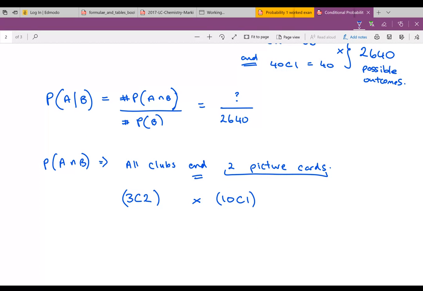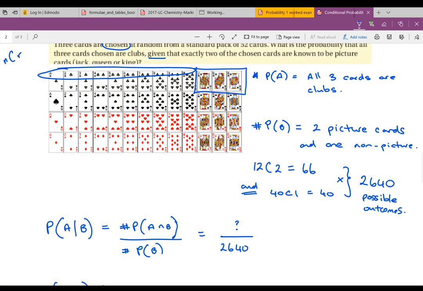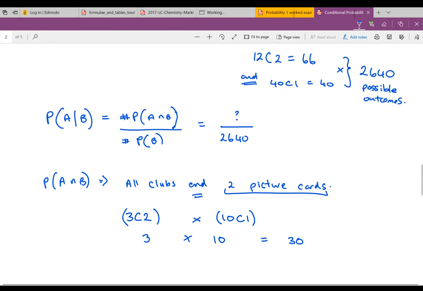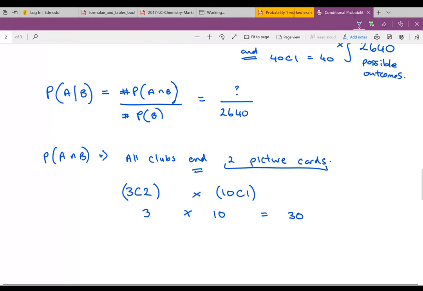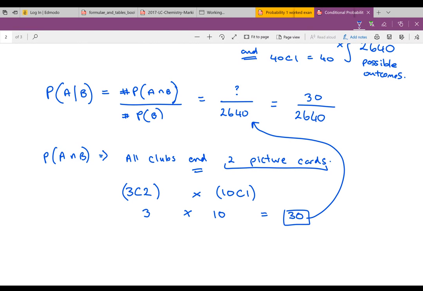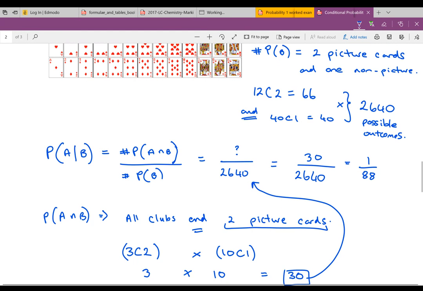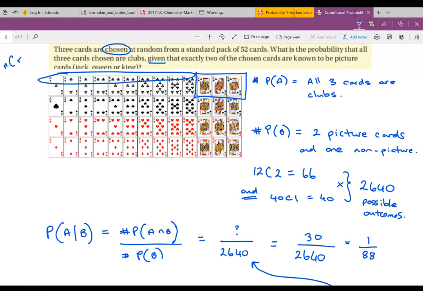If I put 3 choose 2 into my calculator, or you might know that outcome yourself, it is 3. 10 choose 1 is 10, and again, if in doubt, stick it into your calculator. That means that there are only 30 outcomes of both of these 2 events happening, that all 3 of them are clubs and 2 of them are still picture cards. There's only 30 possible outcomes there. So I can take that 30, bring it back up here. So 30 divided by 2,640, and that will get me 1/88 is the chance of getting all 3 cards to be clubs if I know that 2 of them are picture cards.